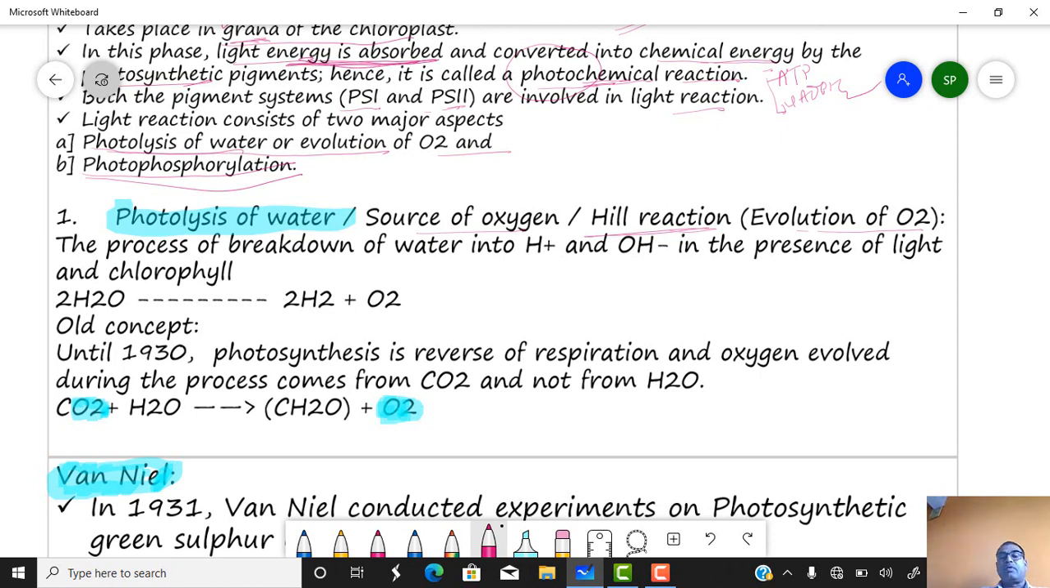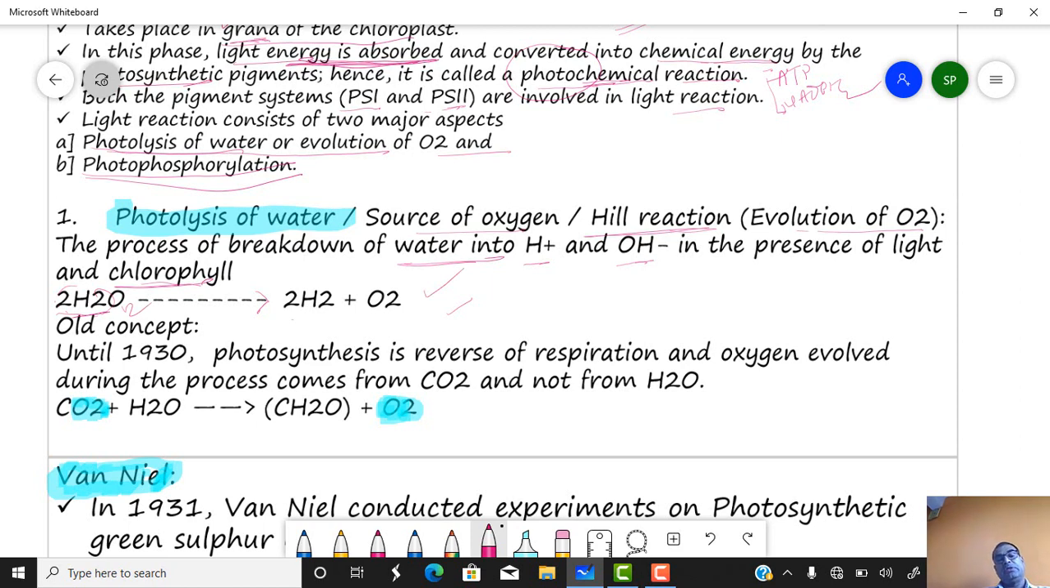The process of breakdown of water into protons and hydroxyl ions in the presence of light and chlorophyll is the photolysis of water. If you see here, 2H2O gives rise to 2H2 plus O2.